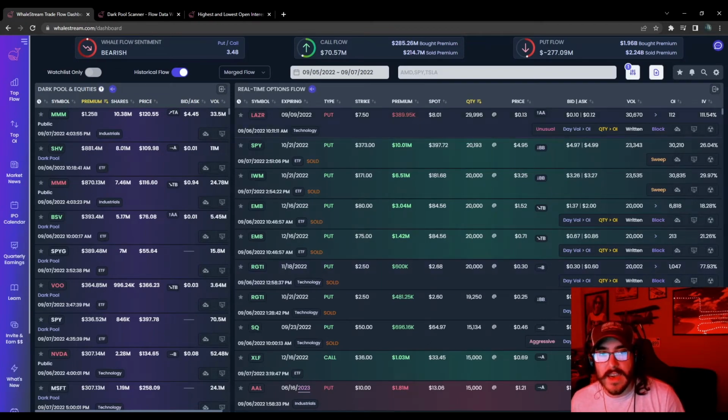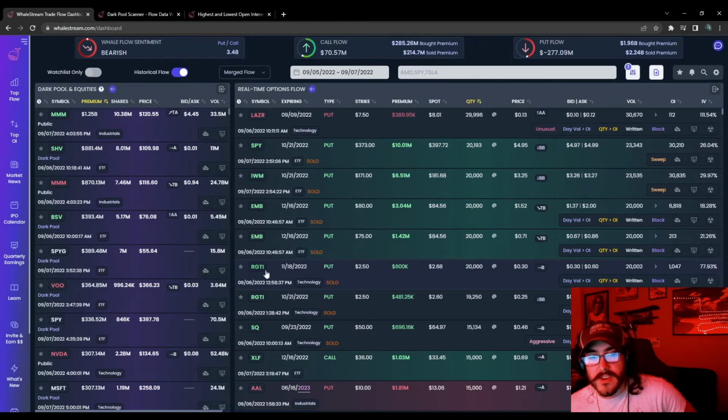So right here we have Laser. This was our Laser contract we just looked at. That was our first trade. We see SPY, we're not paying attention. IWM, not paying attention to EMB bonds, not paying attention to it. RGTI. Lasers are already on our list. RGTI is right here. MMM's over on the other side.